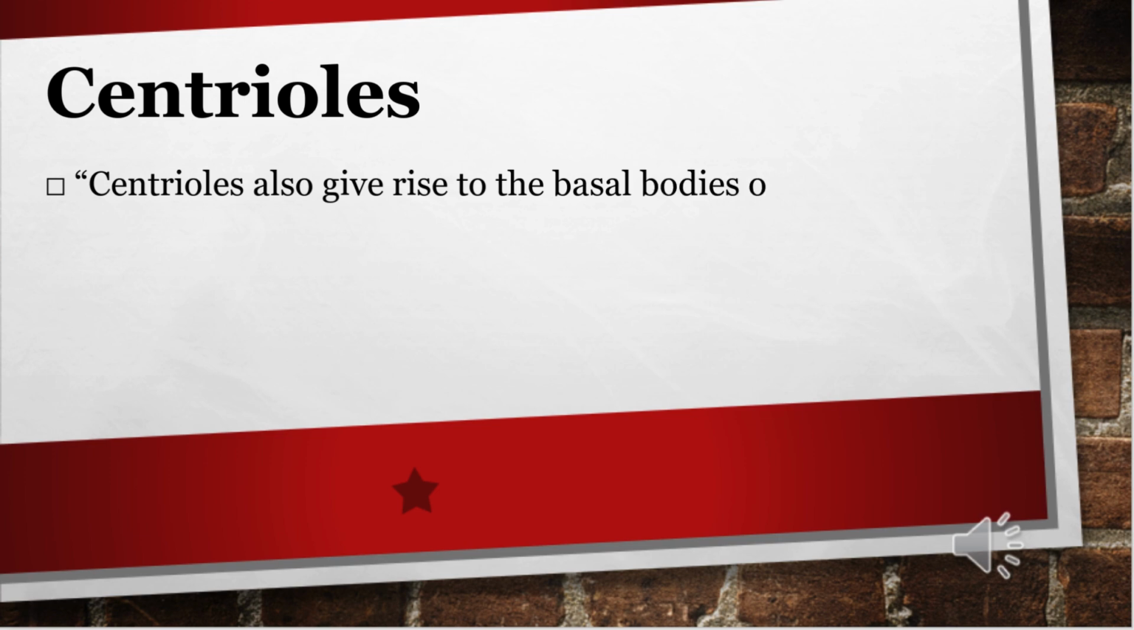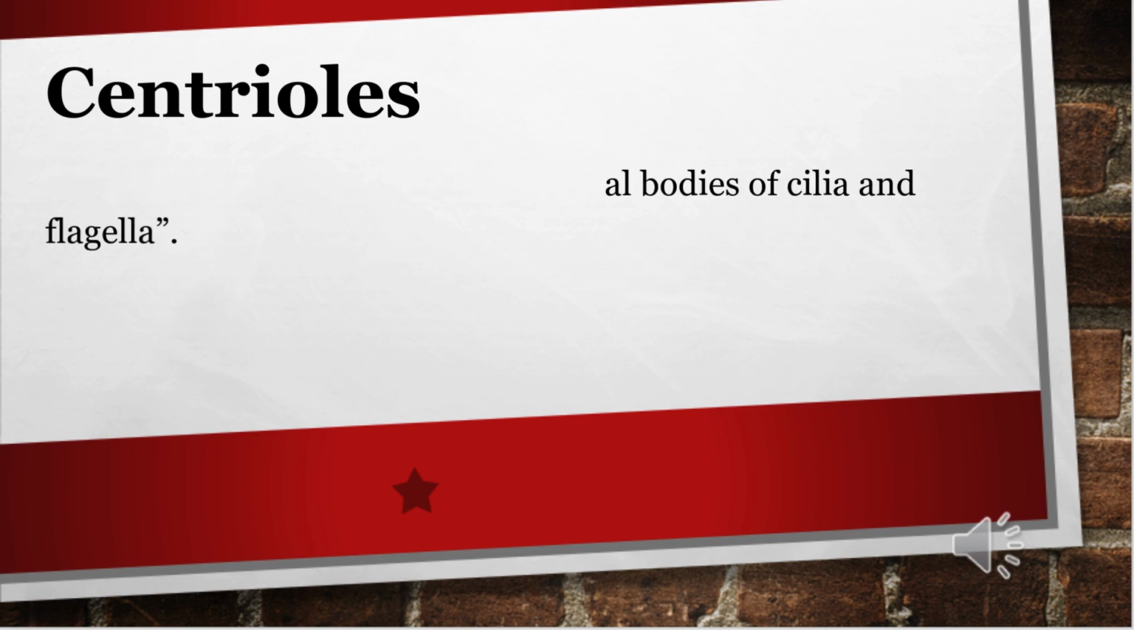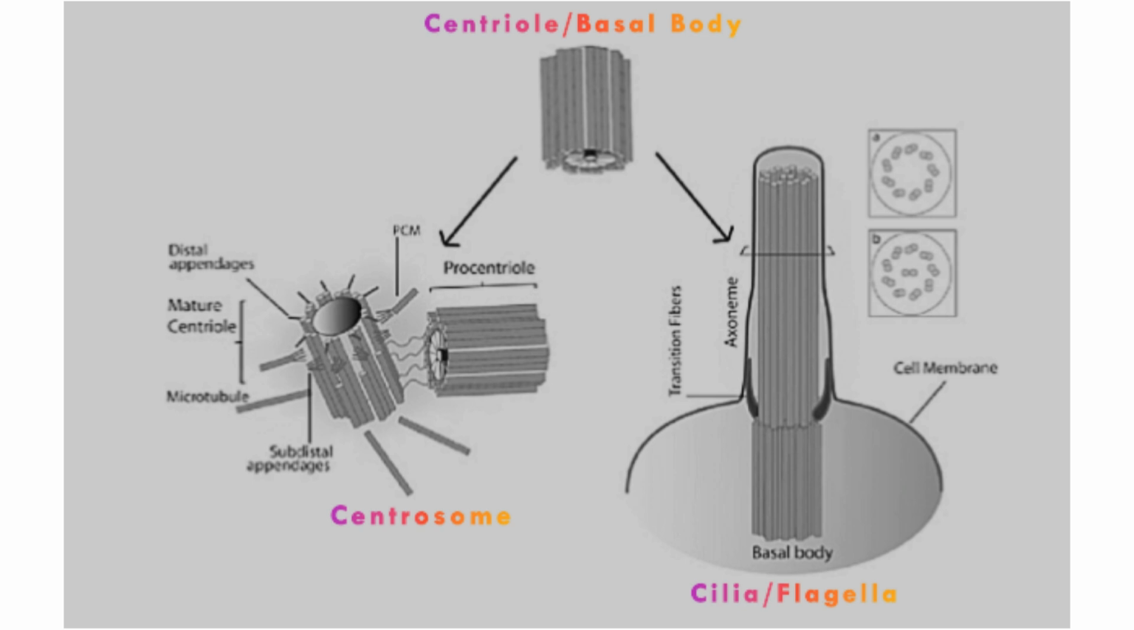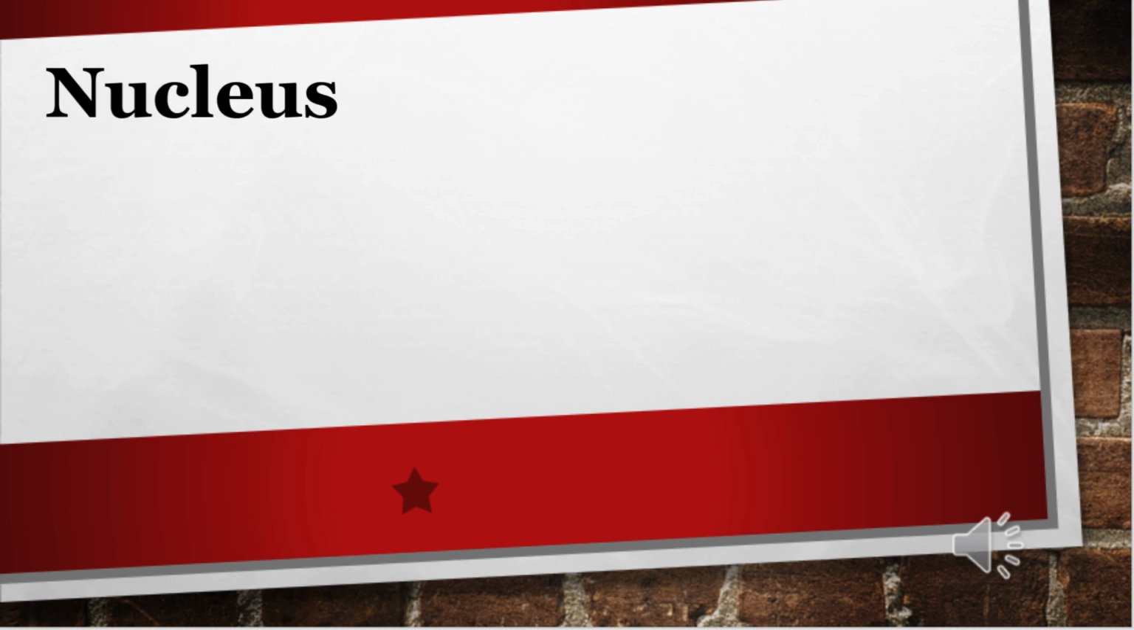Centrioles also give rise to the basal bodies of cilia and flagella. These basal bodies anchor the cilia and flagella to the cell membrane, enabling their formation and function in cell movement and signaling. Presence of cell nucleus was reported in 1831 by Robert Brown.